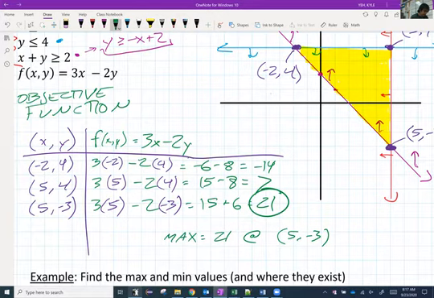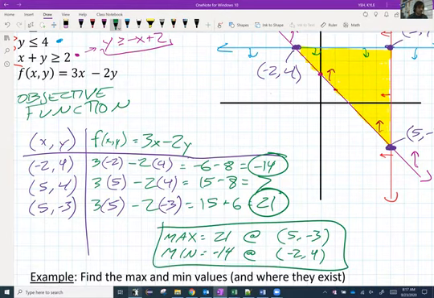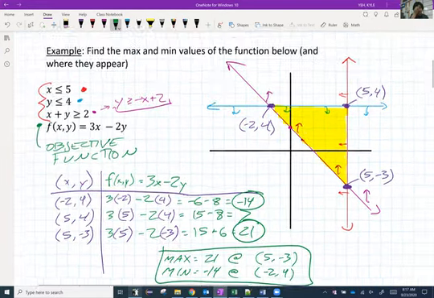And then what about my min value? My min value was -14, it looks like. (-2, 4) got us -14, so that is the min value. And it happened at (-2, 4). And there's our answer for this linear programming problem.